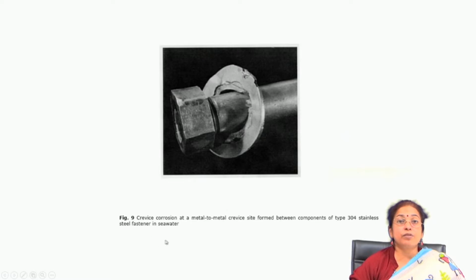This is an example of crevice corrosion at a metal to metal crevice site formed between the components of a type 304 stainless steel fastener in seawater. You will find that a lot of crevice corrosion is there in the fastener.